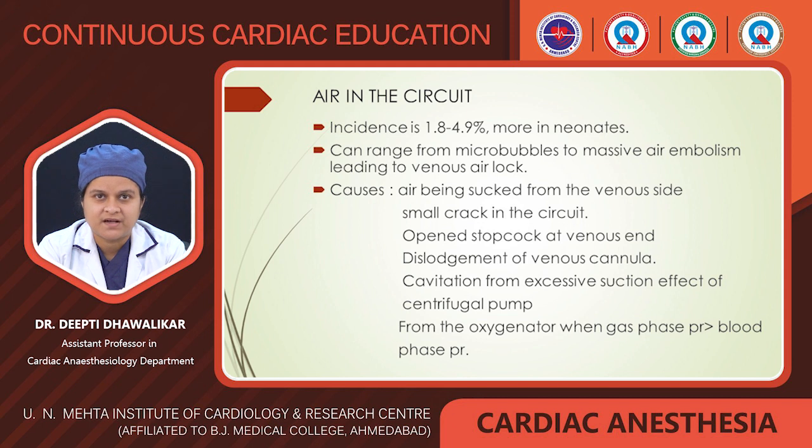Air in the circuit, incidence is about 1.8 to 4.9%, more commonly seen again in neonates. It can range from microbubbles to massive air embolism, leading to venous airlock. Causes of air in the circuit are air being sucked from the venous side of the circuit, a small crack in the circuit, open stopcock at the venous end, any dislodgement of the venous cannula, cavitation from excessive suction effect of centrifugal pump, and from the oxygenator when the gas phase pressure increases and it exceeds the blood phase pressure.